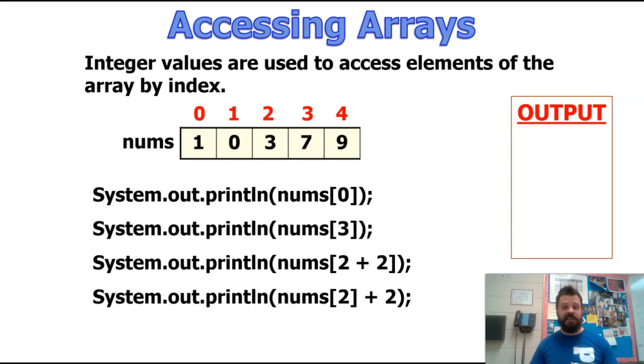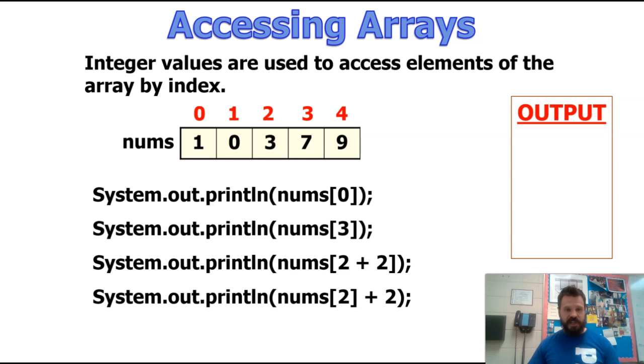As far as accessing the values in an array, we'll use integer values to access elements of the array by the index. Each time an array in Java is created, the values it stores will be stored at a specific index. Java is a zero-index language, which most computer languages are, where we'll store the first value at index 0, the second value at index 1, and so on.